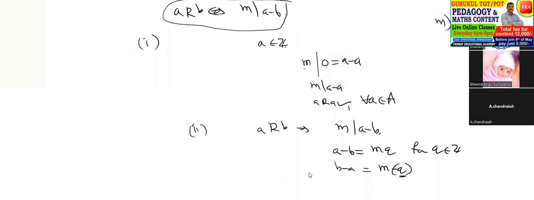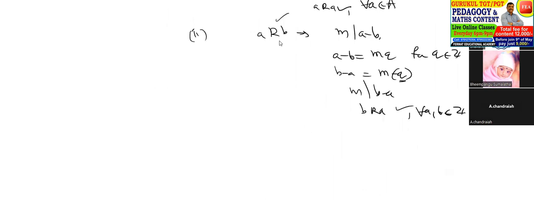Therefore, M divides A minus B means M divides B minus A. And M divides B minus A means, by definition, B is related to A. So we start the proof by taking A related to B, and we end up with B related to A. This is true for any two elements that you consider in the integers. Therefore, it is symmetric.